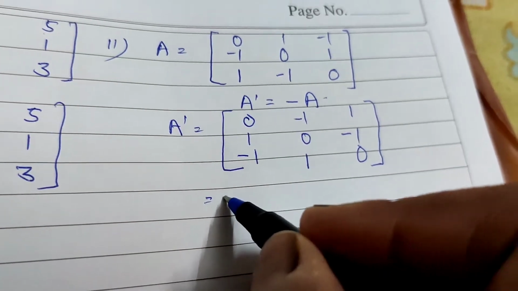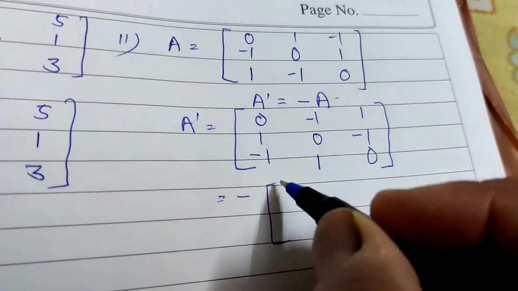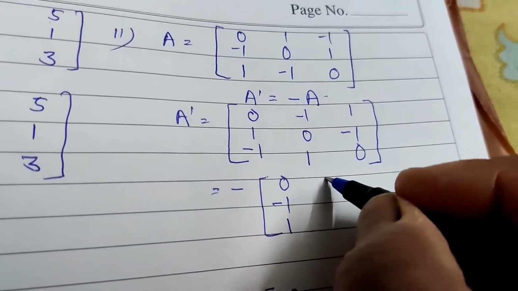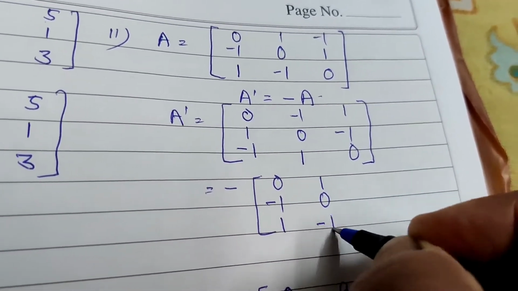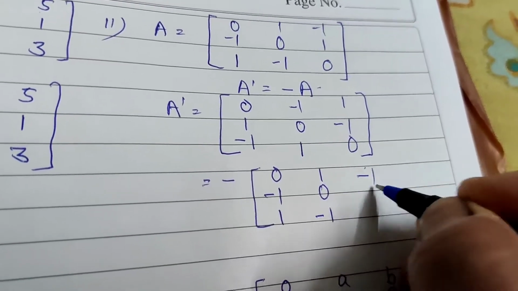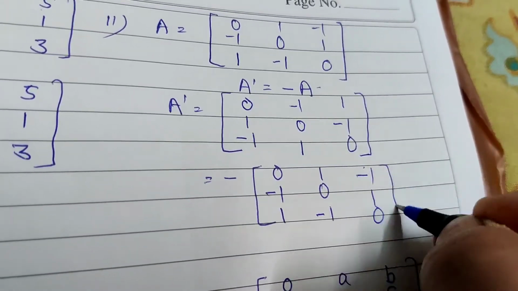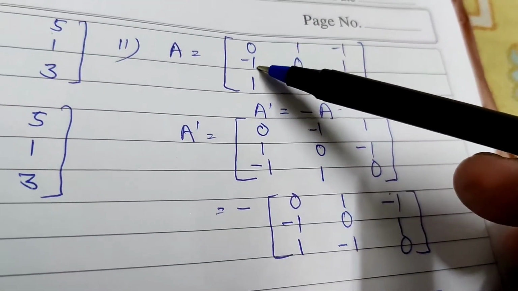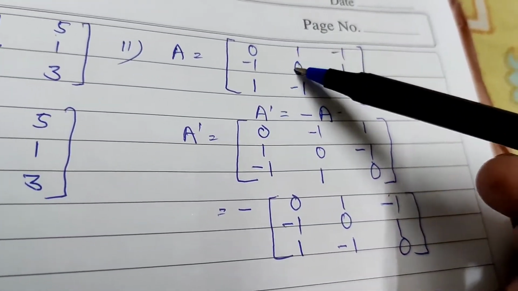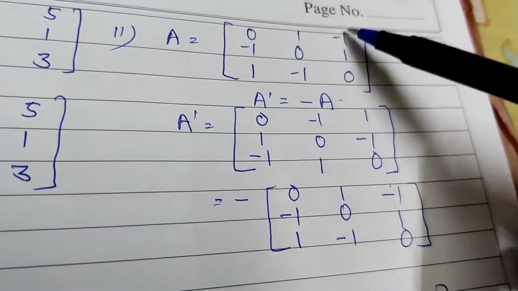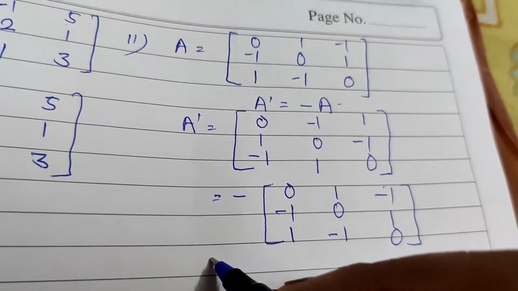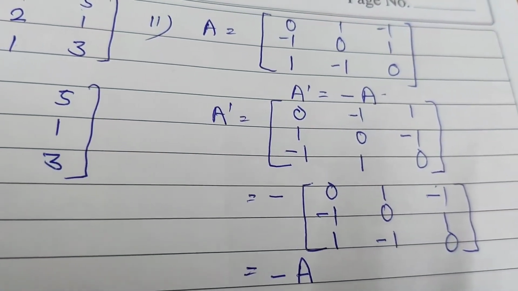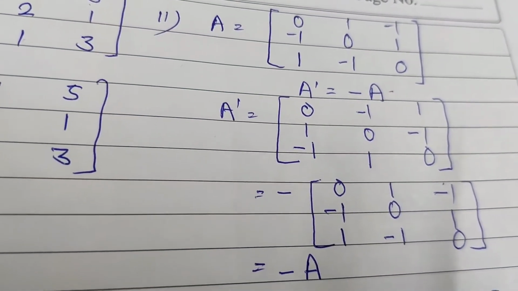Now take the negative common, so the sign of each entry will be changed: 0, 1, minus 1, 0, minus 1, 1, 0. It means these are the same matrices: 0, minus 1, 1, 1, 0, minus 1, 1, 0, minus 1, same. It means it is equal to minus A. This is a skew-symmetric matrix. Okay. Now question number 8.